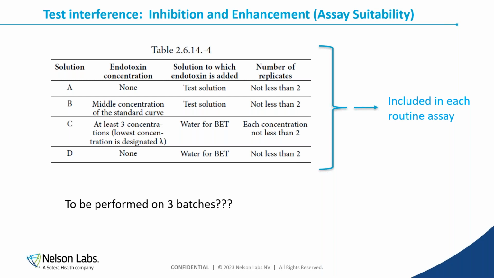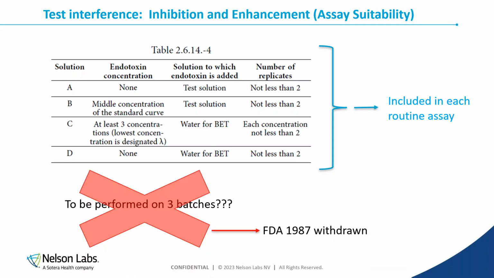I often get questions about, well, shouldn't this be performed on 3 batches and different dilutions? Well, this is something that comes from an FDA guidance from 1987, but for more than 10 years, this guidance has been withdrawn. So this is not true. You do not have to perform this on 3 batches. The only thing that EP or USP tells you to do is what's in that table above.